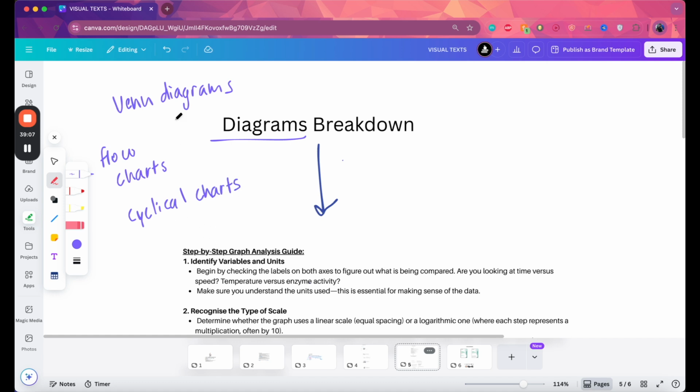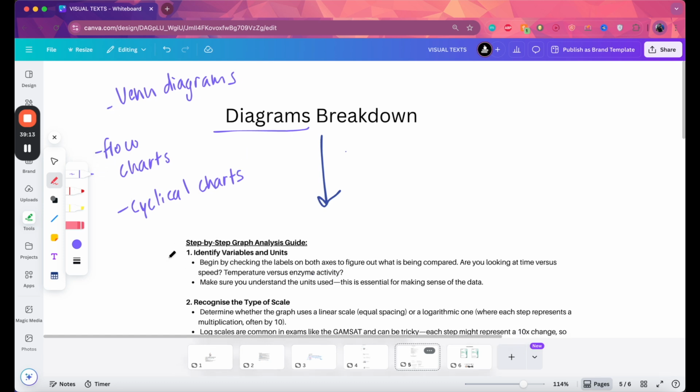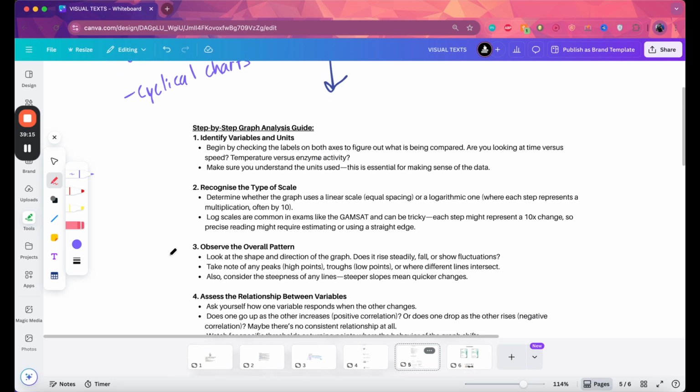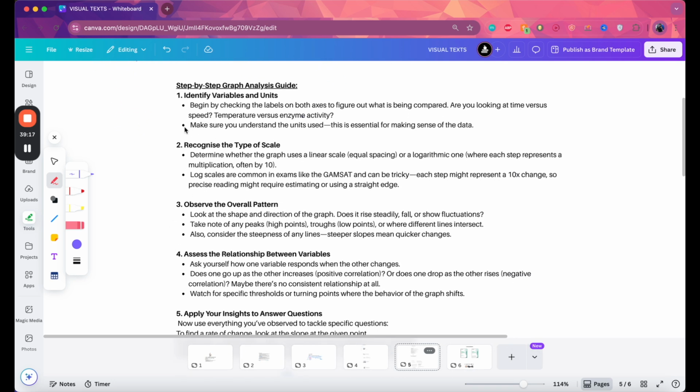Yeah, so there's tons of different things that ACER can use in terms of the diagrams. So we just have to have some sort of strategy to address this. So the first thing is a step-by-step way of analyzing a graph. The first thing you're going to do is identify the variables and the units.